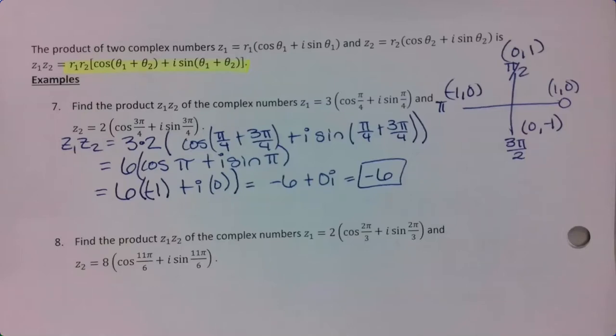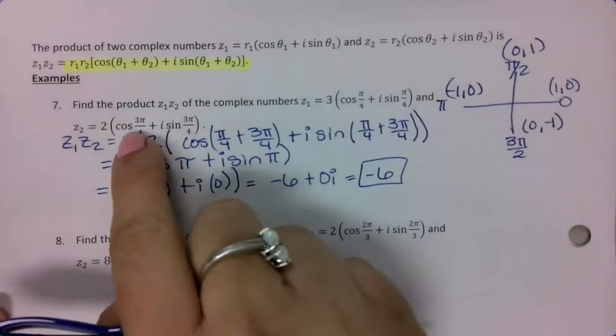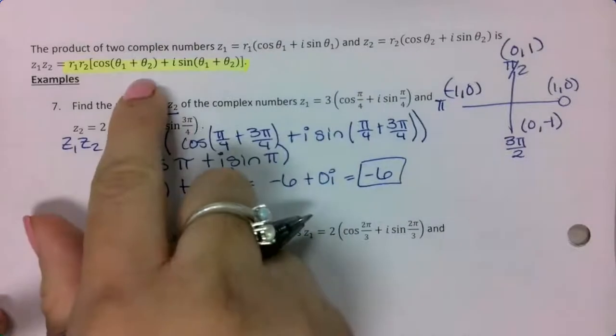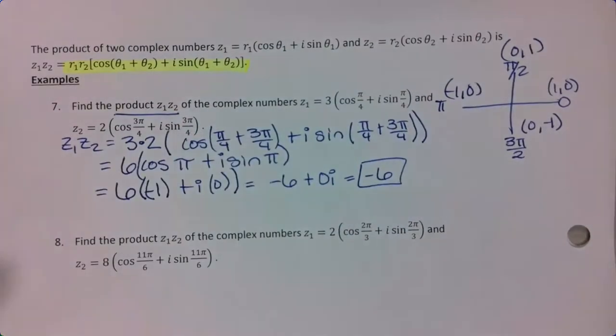Okay, questions on number 7. Right side. No, because I added the two angles together, because it said find the product. So I used this formula where I added the two angles together. And that's where the pi fourths went.